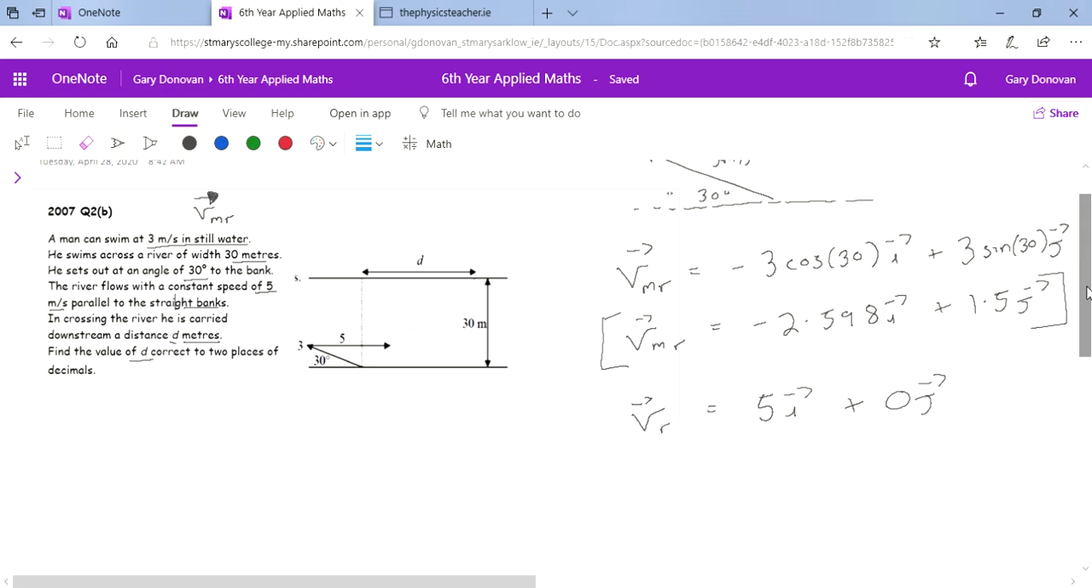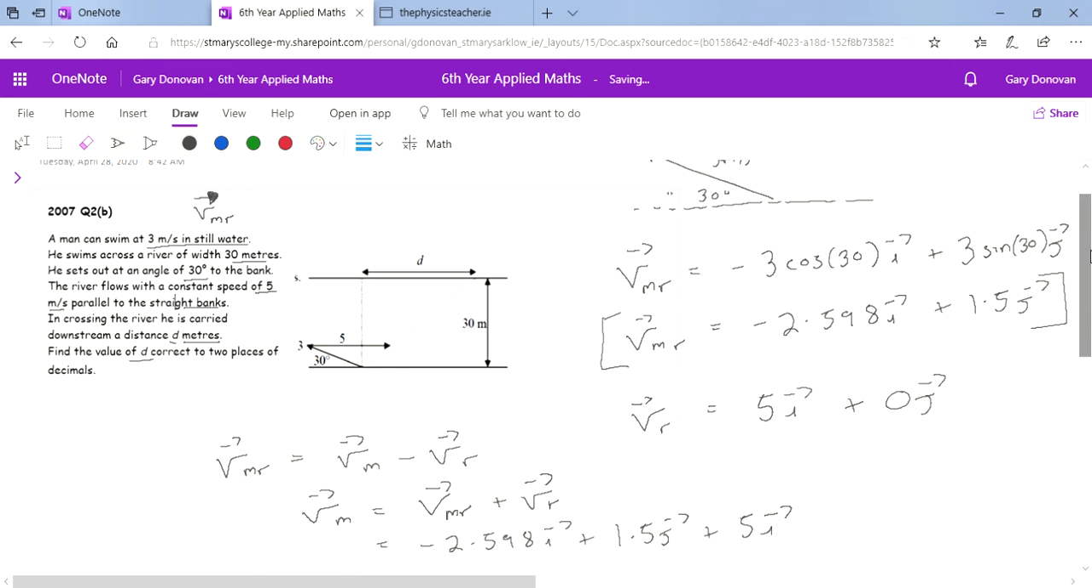Now we know these two facts, so we want to figure out his overall velocity. What is the actual velocity of the man? Now the velocity of the man relative to the river is equal to the velocity of the man minus the velocity of the river. So the overall velocity of the man will be the velocity of the man relative to the river plus the velocity of the river. So that's going to be minus 2.598i plus 1.5j plus 5i.